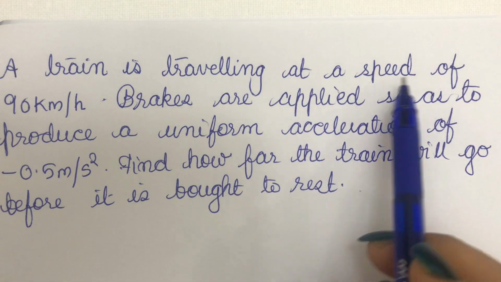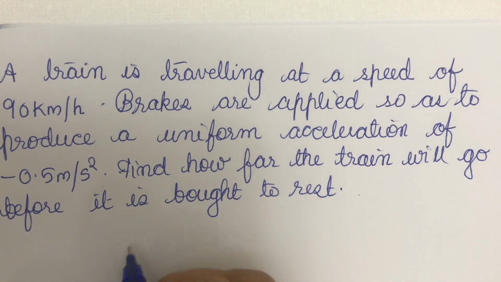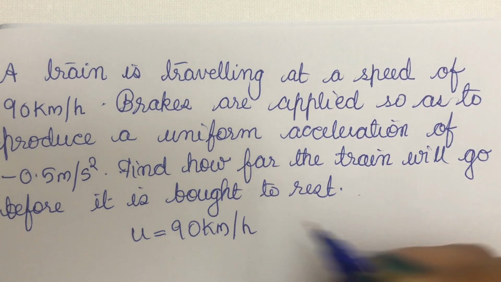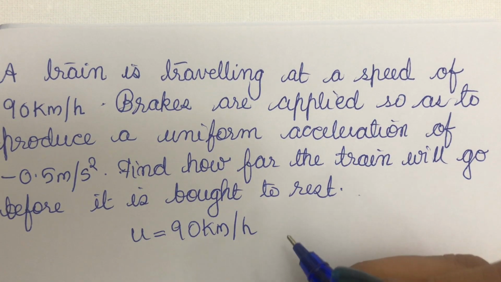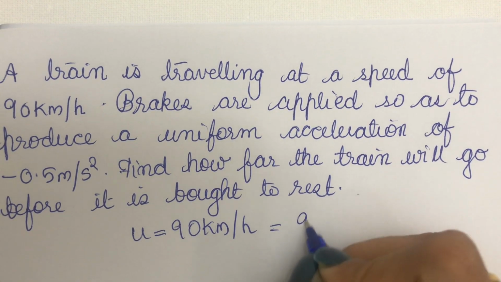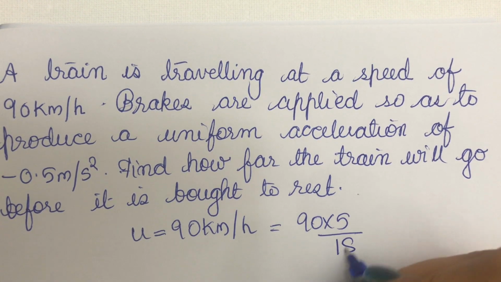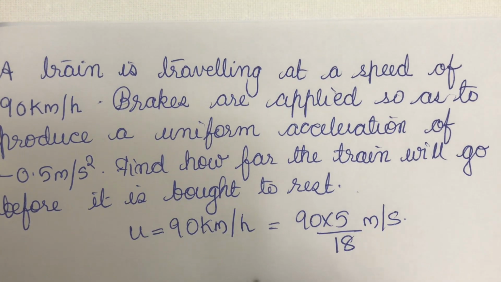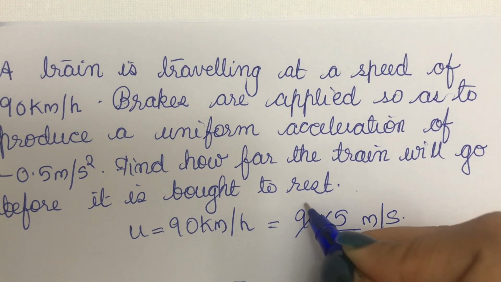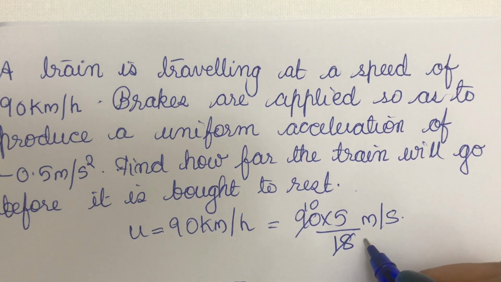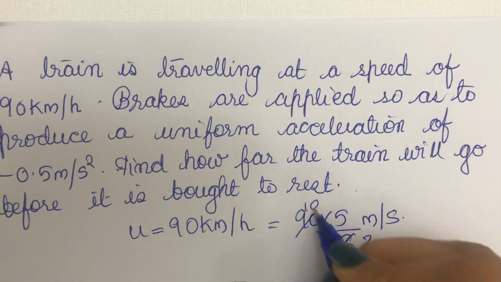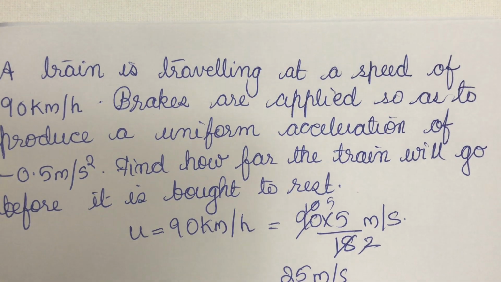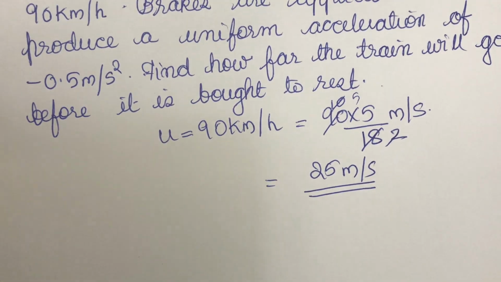A train is traveling at a speed of 90 km per hour. So our initial velocity is what? 90 km per hour. So we have to convert 90 km per hour to meter per second, right? Which is equal to 90 into 5 by 18 meter per second. So that is how much, which is equal to 25 meter per second. Okay, so our initial velocity is 25.